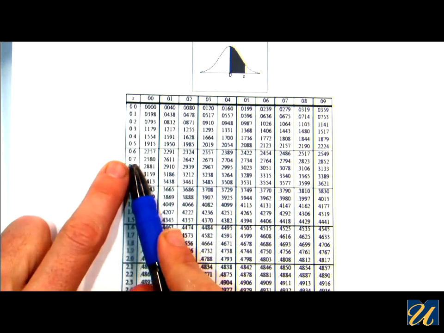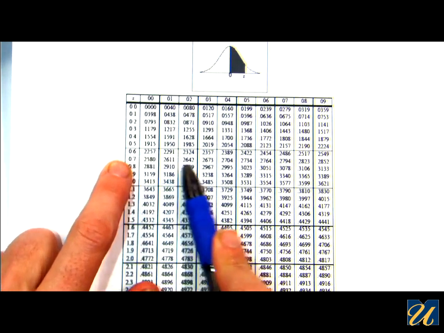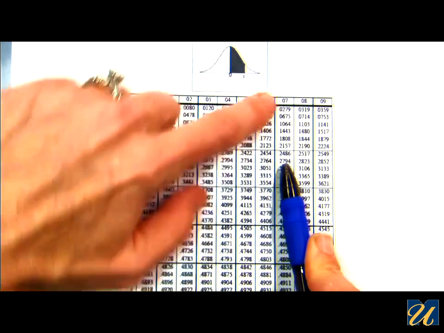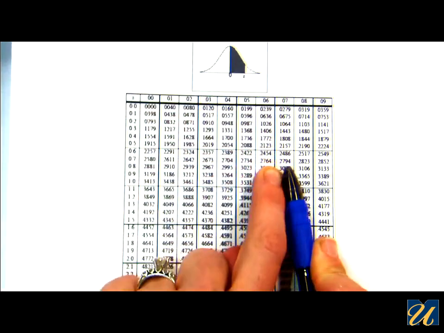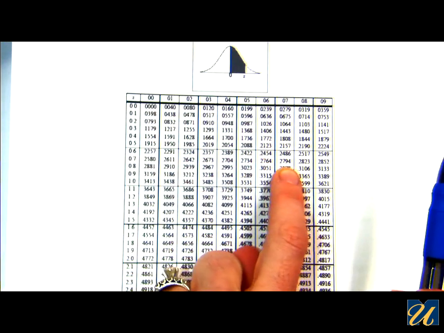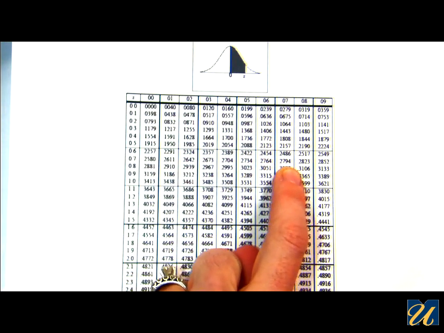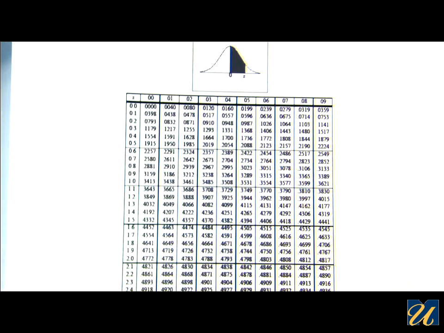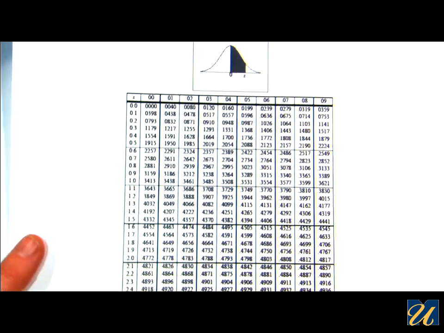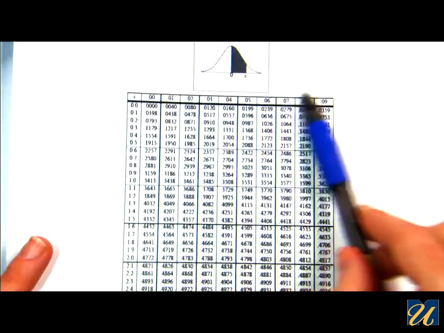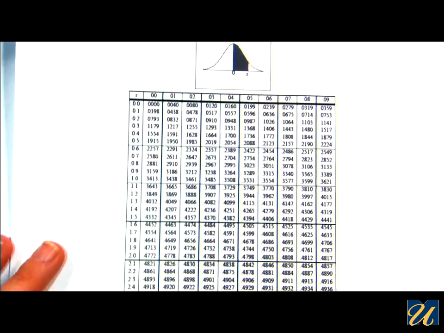You would go right here for 0.7, and then you would move across to 0.7 to find the corresponding probability, which would be 0.2794. So this is basically how you read your table. You can highlight these two lines here to make things a bit easier.